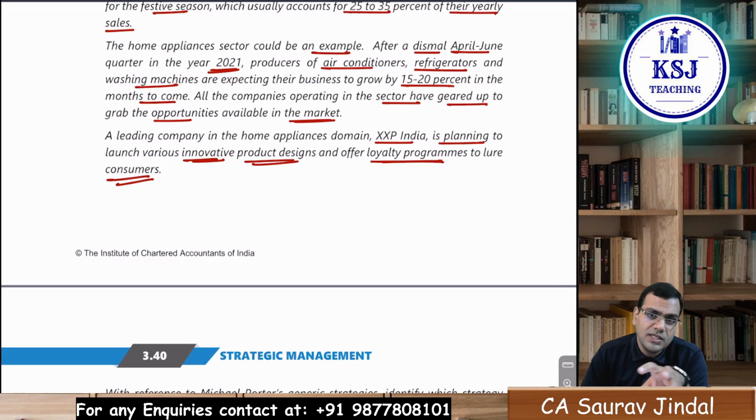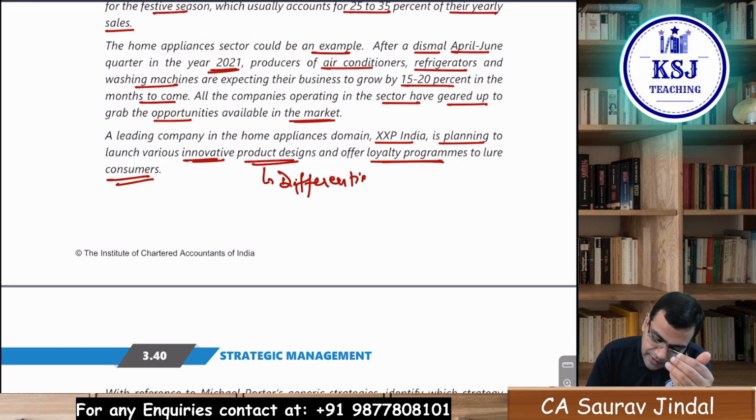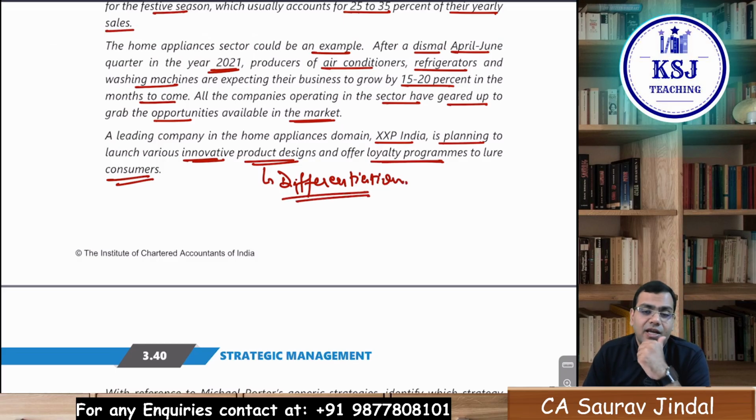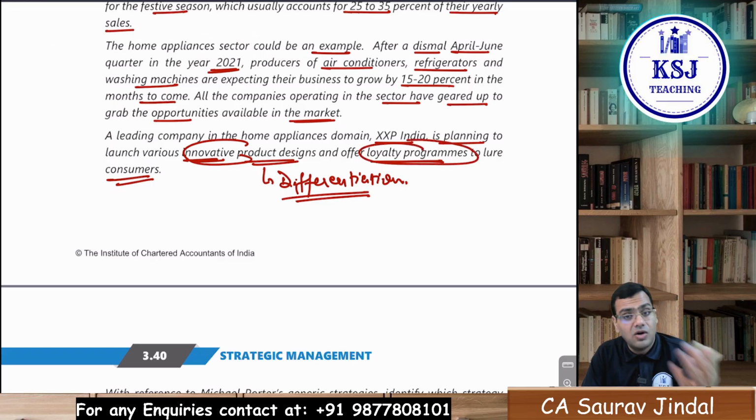Now, are they focusing on only a particular segment? No, sir. Any segment can come and buy the refrigerators and air conditioners, from a common man to a rich person. Anybody can go for it. So they are again coming with a differentiation strategy. They are trying to do something different from the other people in the industry. They are trying to come up with innovative products. They are trying to come up with loyalty programs which others might not be providing.